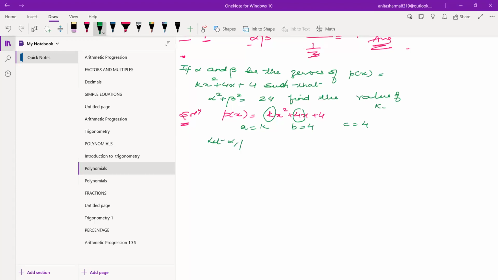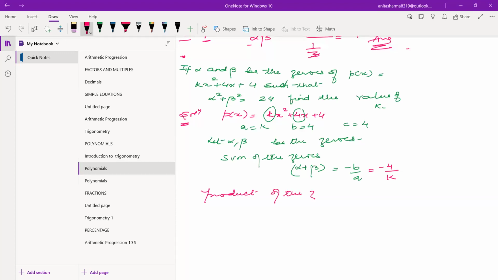So, let alpha and beta be the zeros. The sum of the zeros, alpha plus beta, will be equal to minus b by a, children. The value of b is 4, so it will be minus 4 by k. And then the product of the zeros, alpha beta, is c by a. The value of c is 4 and the value of a is k. Have all understood till here, beta?